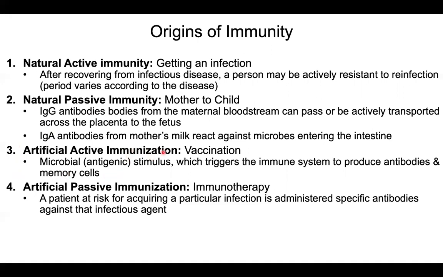The person who made these slides changed it, I think, to make it more clear. So this is when you get part of a microbe injected into your body and you make your own antibodies, but it's artificial because it's not a natural infection. And then you have artificial passive immunization, and this is where you get immunotherapy. So you're getting a monoclonal antibody, or maybe you're getting antivenin or something like that because you had a snake bite.